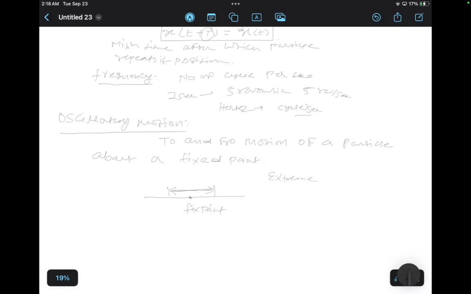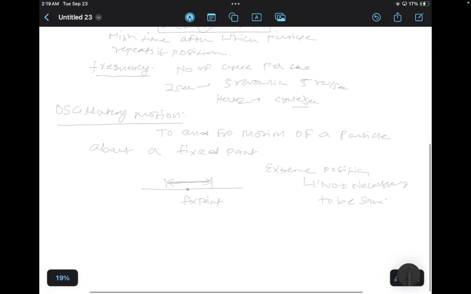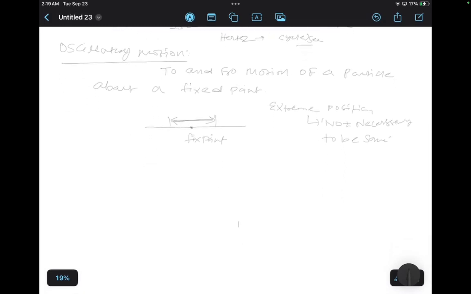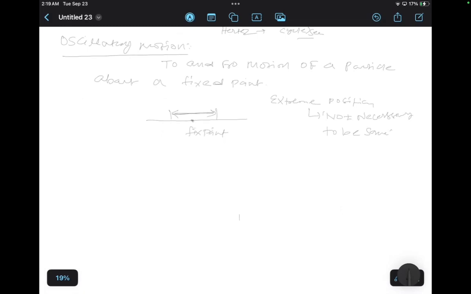That is, the extreme position is not necessarily the same, because when you proceed further, we are going to learn about damped oscillation. In damped oscillation, we are going to see that the extreme position of the particle is not the same. So oscillatory motion is a kind of to and fro motion about a fixed point, and the extreme position need not be the same.